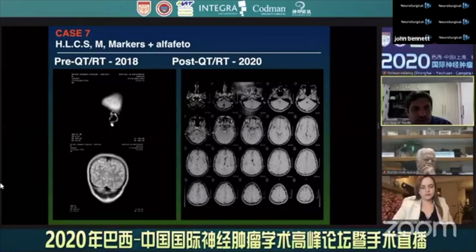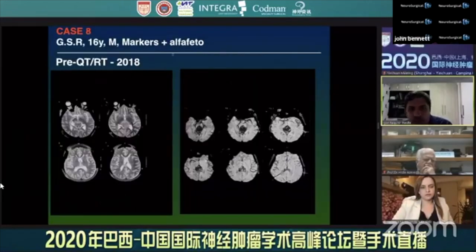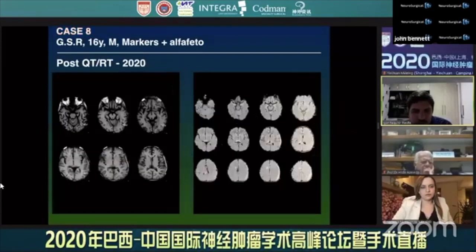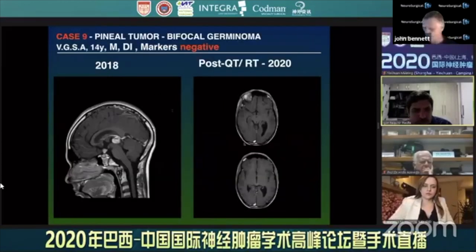Another case, 16-year-old, alpha fetal protein positive, huge tumor with a lot of flow voids, very vascular tumor. And this is the control, 2020, no tumor at all, maybe a little fragment of tumor around here.